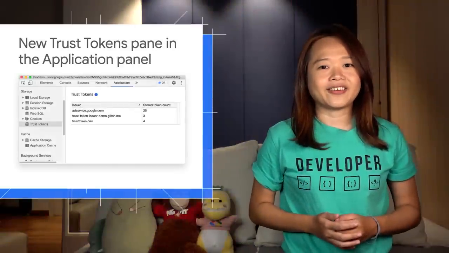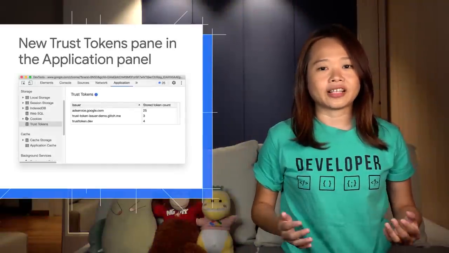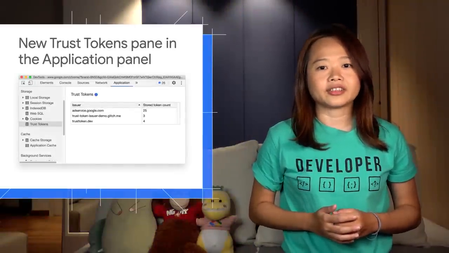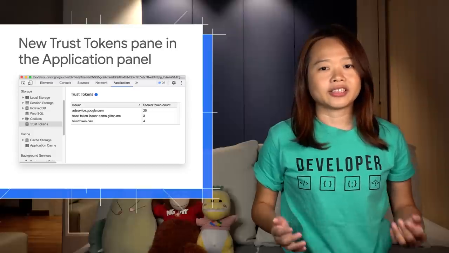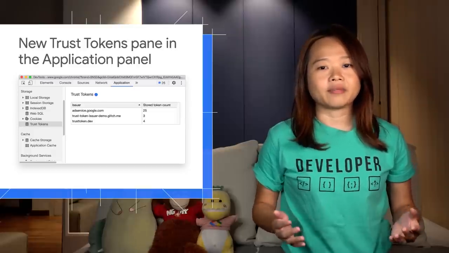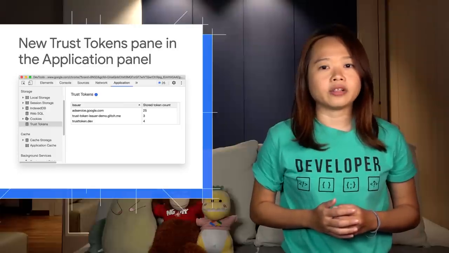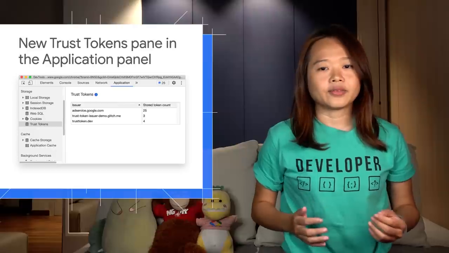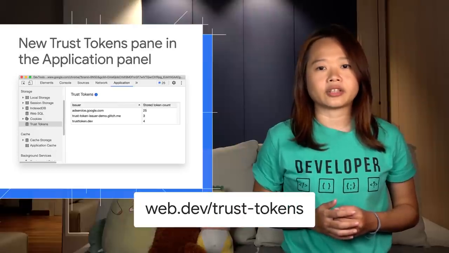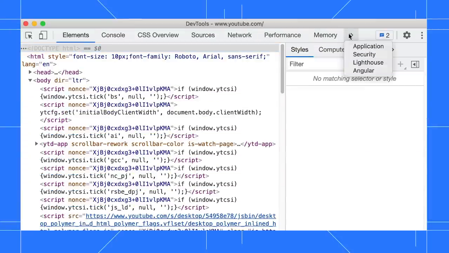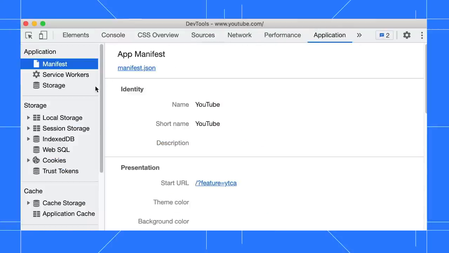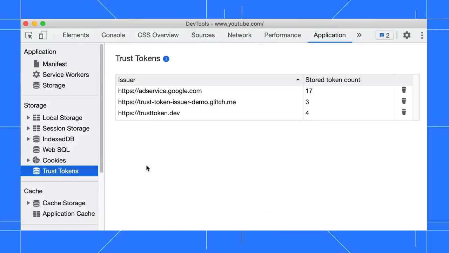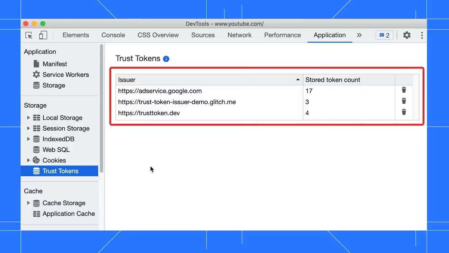DevTools now displays all available Trust Tokens of the current browsing context in the new Trust Tokens pane. Trust Token is a new API to help combat fraud and distinguish bots from real humans without passive tracking. Go to web.dev/trust-tokens to learn more on how to get started. Open the Application panel. In the Storage side menu, select the Trust Tokens pane. Here, you can view the stored token count of each Trust Tokens issuer.